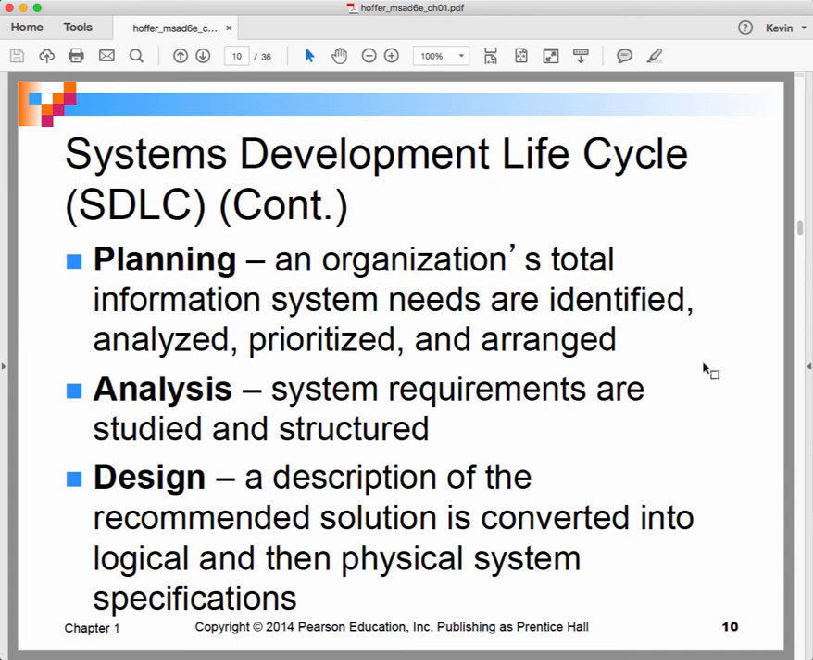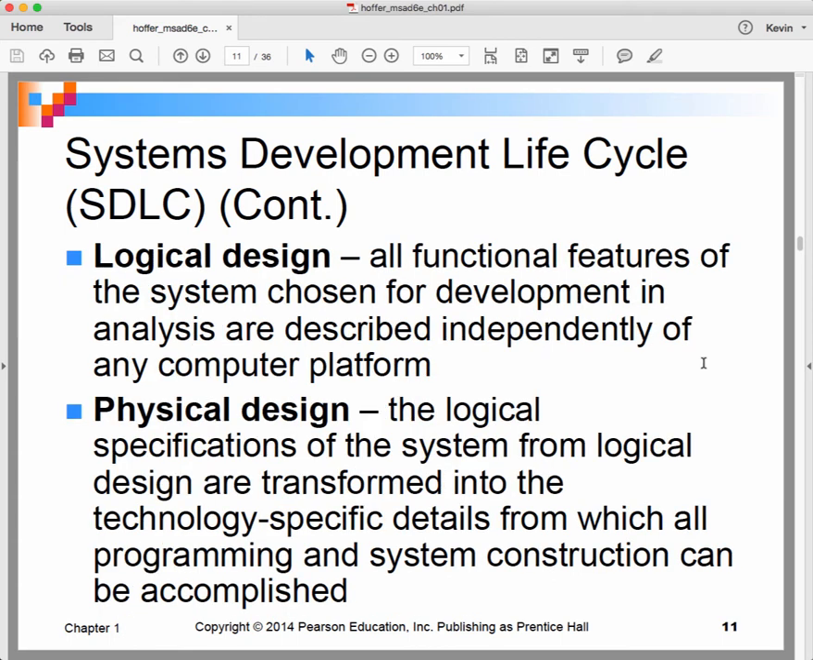What's the design? A description of the recommended solution is converted into logical and then physical system specification. So here in this book, if you covered all the chapters and all the detail that the authors have written, you would get a lot of detail on how to do design. What we're going to do is the beginning of the design. Some people might call this the preliminary design or the general design. In their way of thinking, there are two parts of design, logical design and physical design. And I think this really kind of tags the author as being from an era.